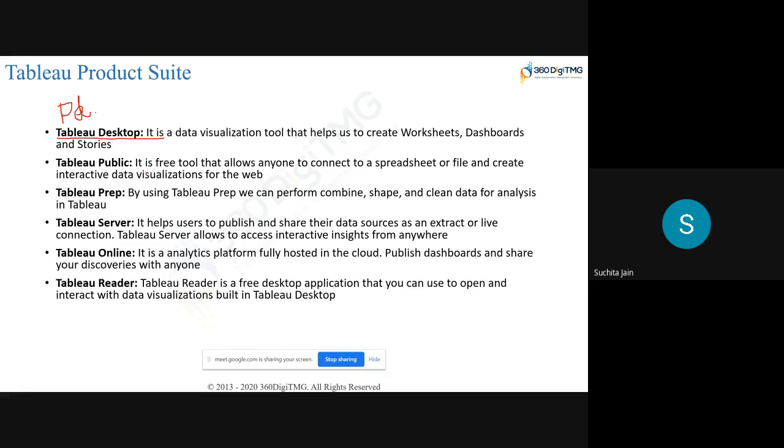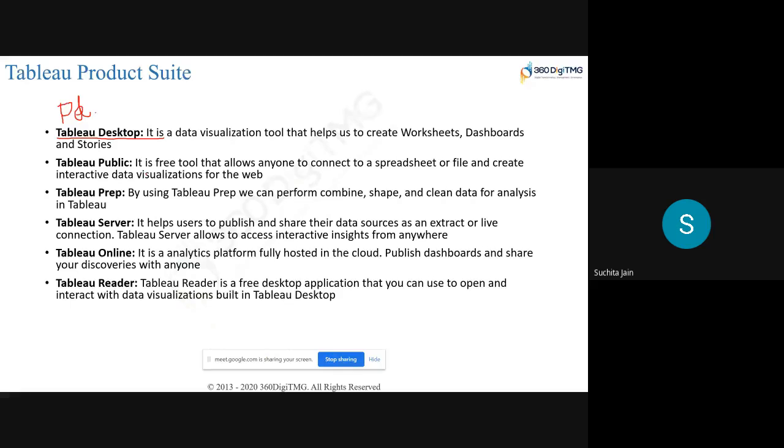Okay. Then Tableau Server. What is Tableau Server? It helps users to publish and share their data sources as an extract or live connection. Tableau Server allows you to access interactive insights from anywhere. Now, you already have Tableau Desktop, but you need Tableau Server. It's a secured server. You need Tableau Server to share your information with your colleagues, your business partners, or your clients.